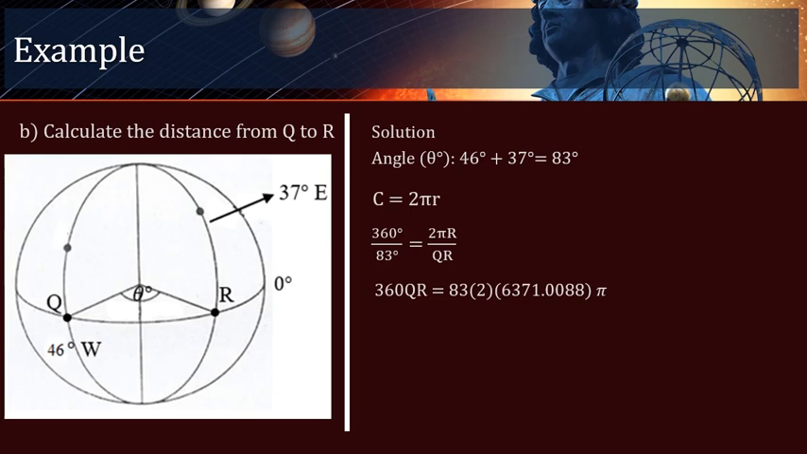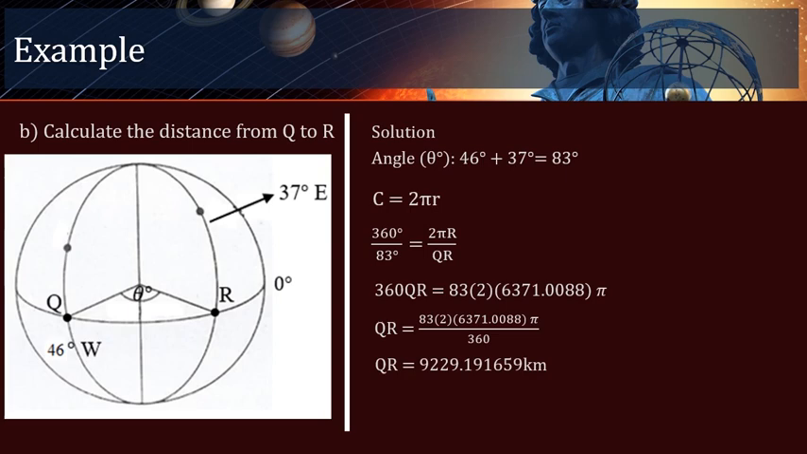360 QR is equal to 83 times 2 times r, which is the radius of the Earth, 6371.0088 kilometers times pi. For us to remain with QR, we are going to multiply both sides by the multiplicative inverse of 360, which is 1 over 360. When you multiply by 1 over 360 on both sides, this side will remain with QR, and this side we are going to divide by 360, as you can see. Once you punch it on your calculator, here is the final answer.